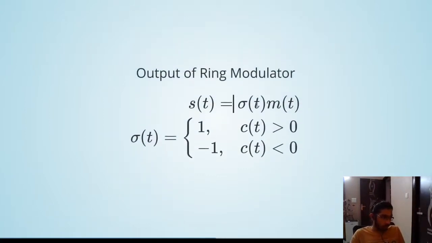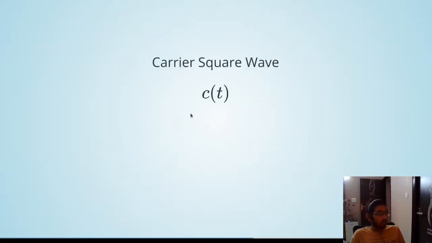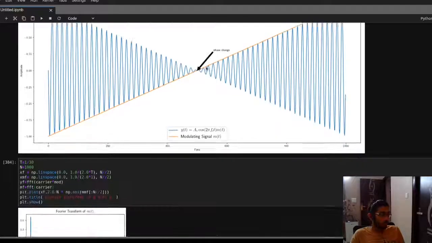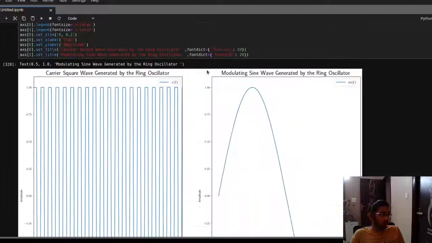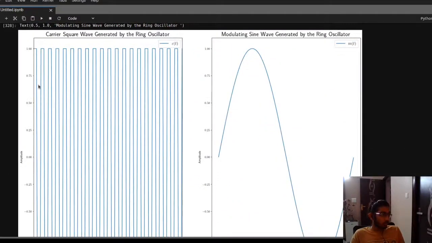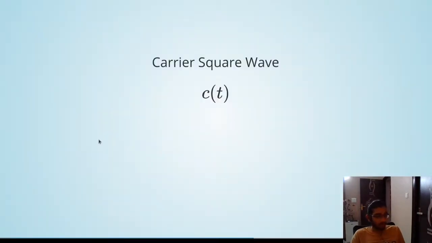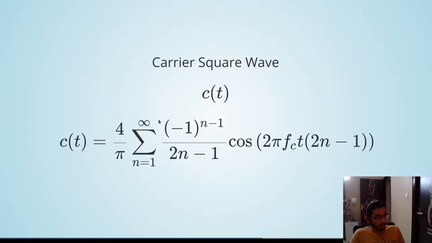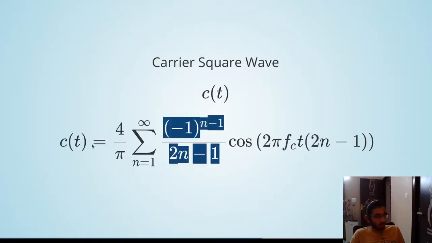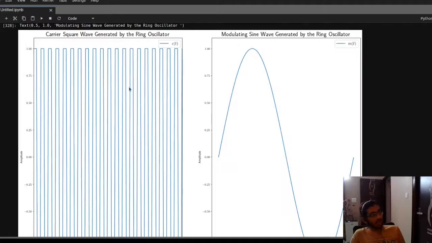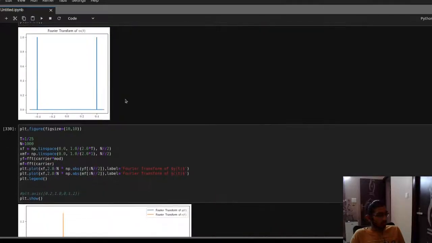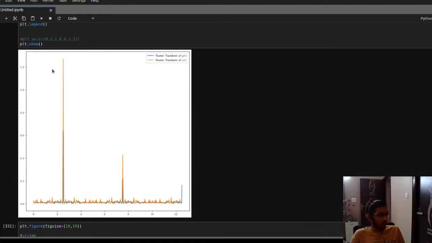Now, focusing especially on c of t, we want c of t to be a square wave. So how does a square wave look? Well, the square wave looks something like this. As you can see, the square wave in itself has a Fourier series representation, which we know looks something like this, where this is the Fourier series coefficient 4 by pi times minus 1 to the n minus 1, and the Fourier series representation of it looks something like this, right?